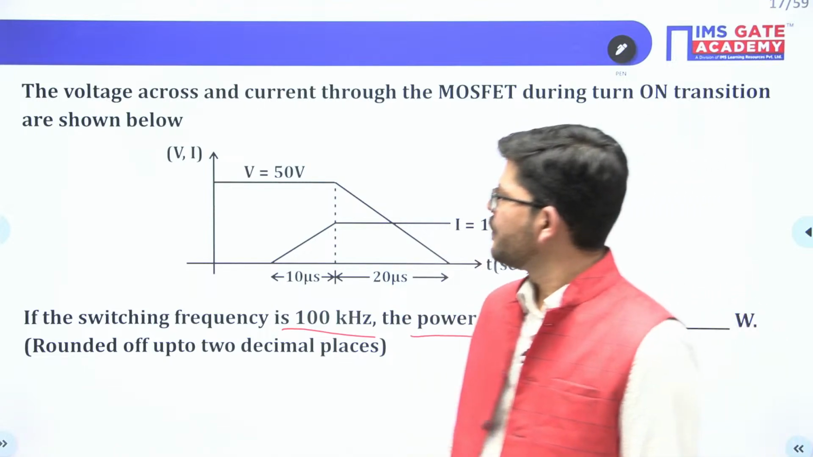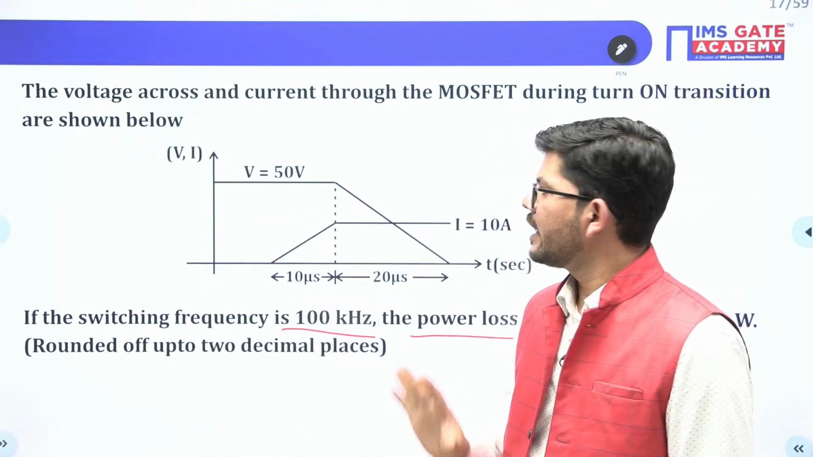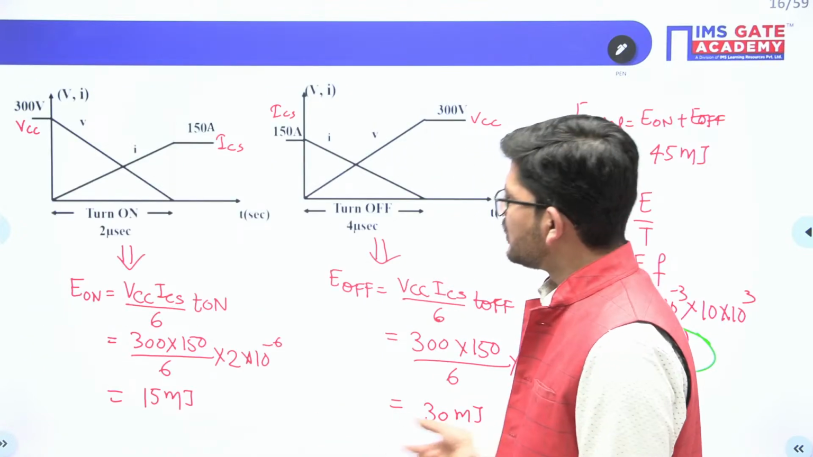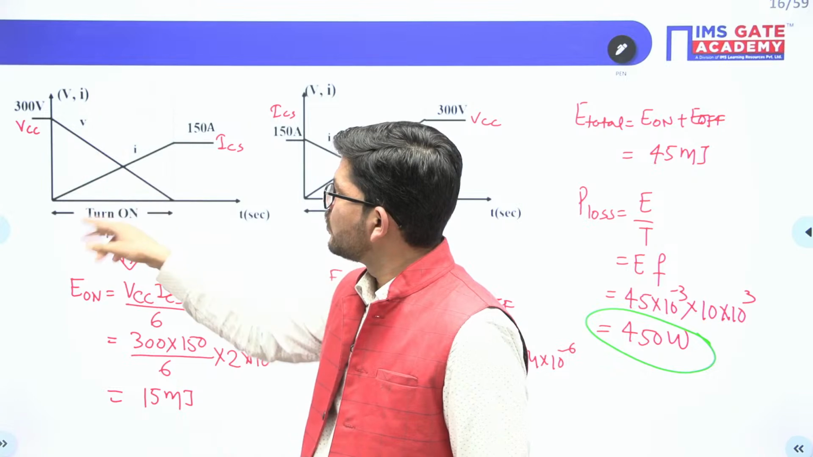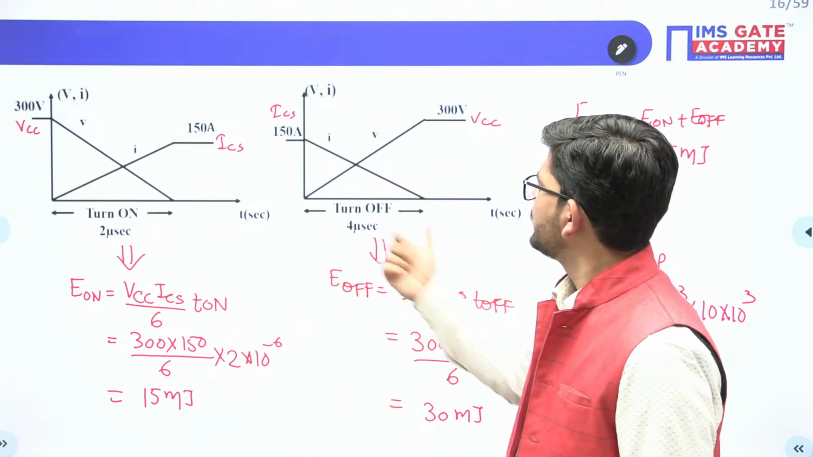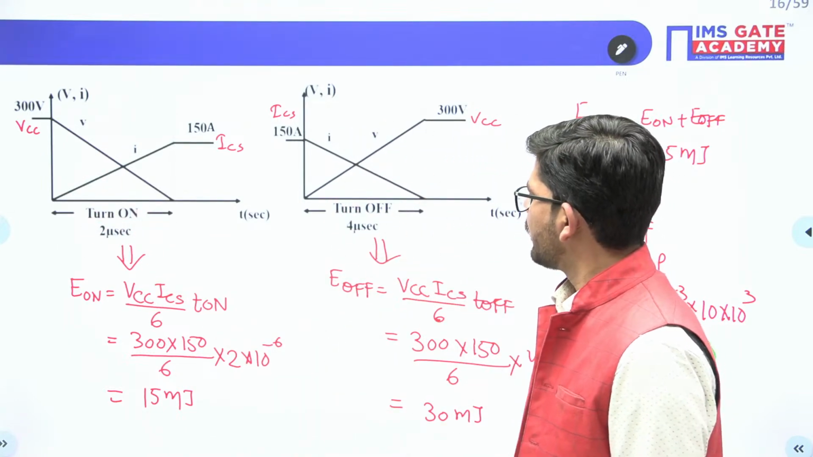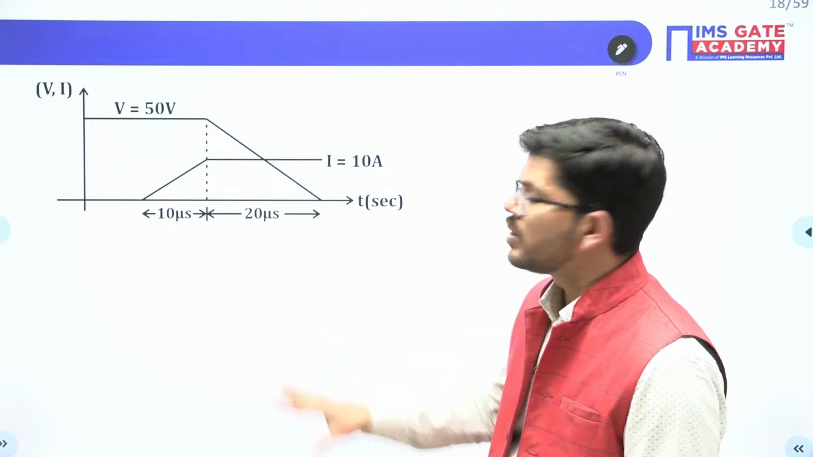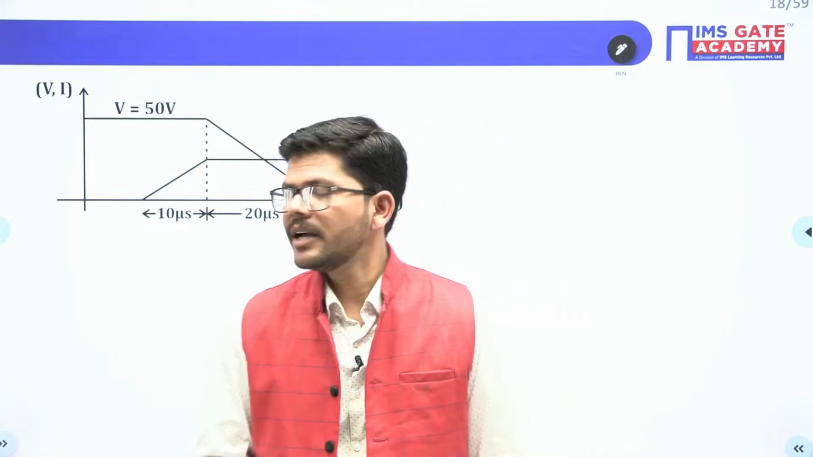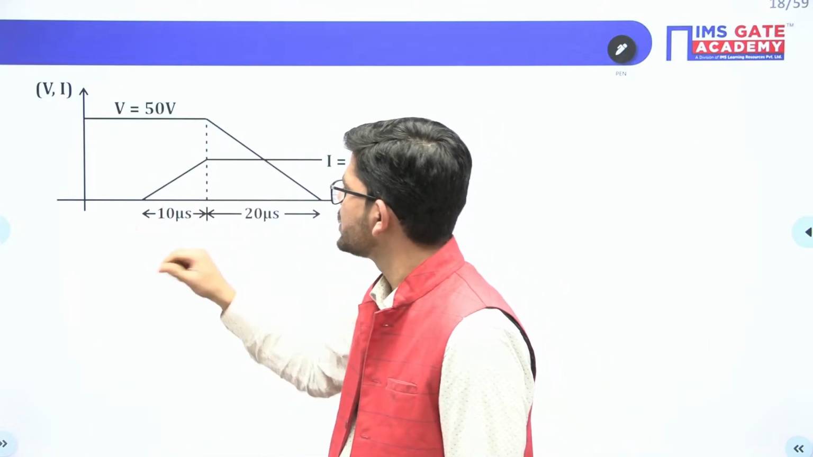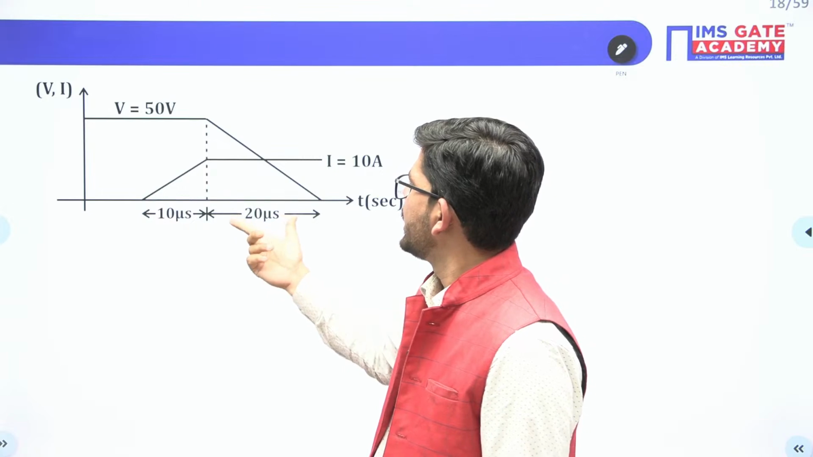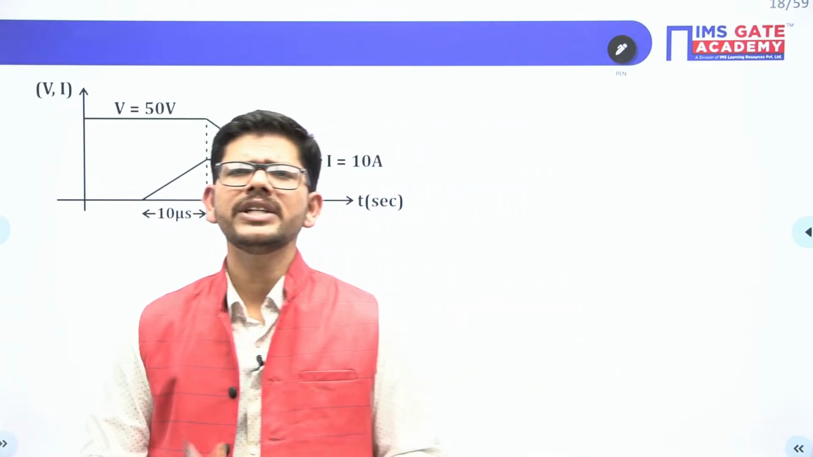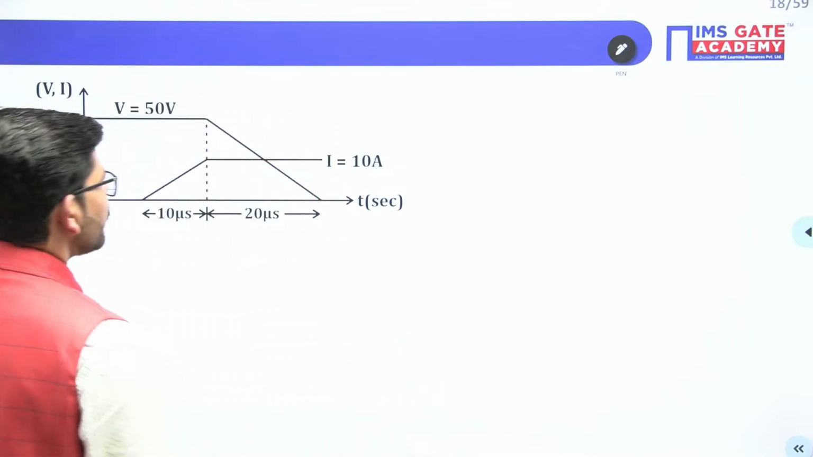Now you can see both voltage and current are not varying at the same time, as we had in the last case. In the last case, during this particular time both the voltage and currents were varying. But here, both voltage and currents are not varying at a time. Here the voltage is constant for this duration and current is increasing, but here the voltage is decreasing and the current is constant. So how do we approach this problem?